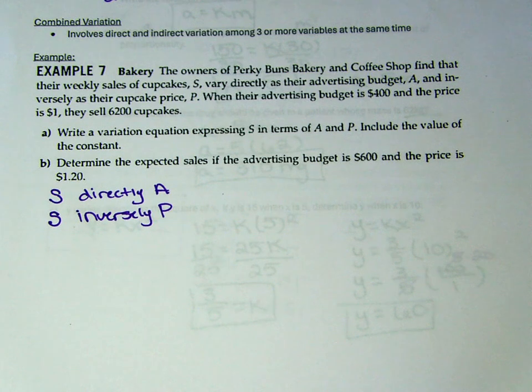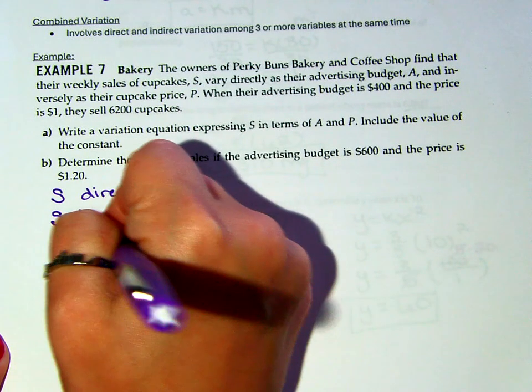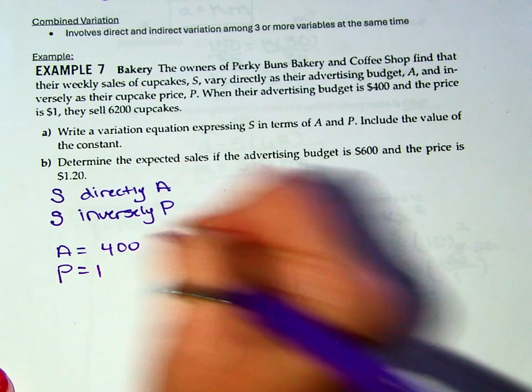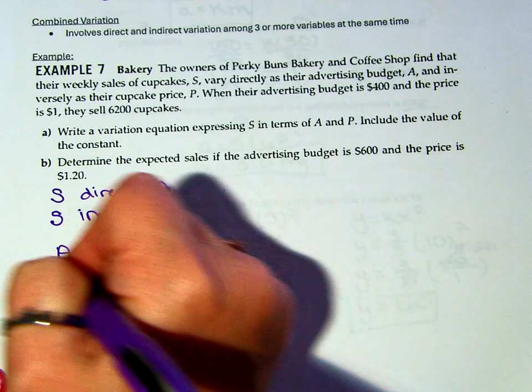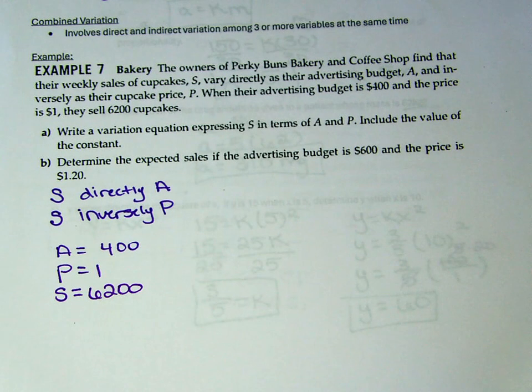Then I'm going to look at what else they tell me. When their advertising budget is $400, and the price of the cupcake is $1, they sell 6,200 cupcakes. That's a lot of cupcakes. So that's just the notes they give us. It says, write a variation equation expressing S in terms of A and P. Include the value of the constant. That's part A. That's what we need to come up with.